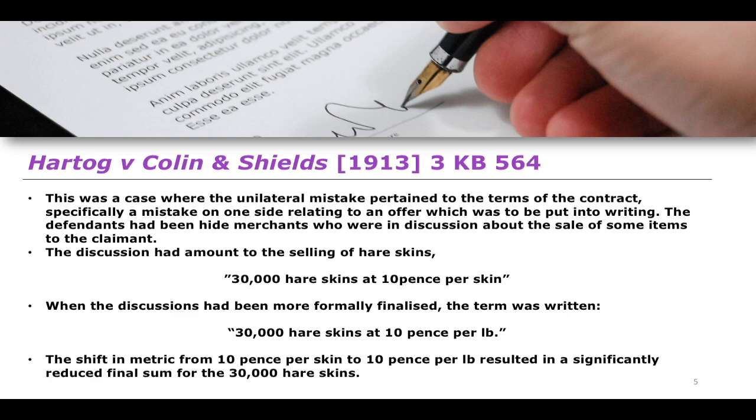So essentially the dispute that existed here was in relation to the terms which were made vocally or orally before the terms were put into writing, which was 30,000 skins, 10 pence per skin. But then the dispute arises when it comes to the claimant's argument that it should be the thing that is written down that is essentially adhered to, which is obviously 10 pence per pound. You can obviously understand why the claimant would want this to be advocated for, given the fact that they would be able to get 30,000 hareskins at a significantly reduced price than what was originally agreed before it was put into writing and formalised.